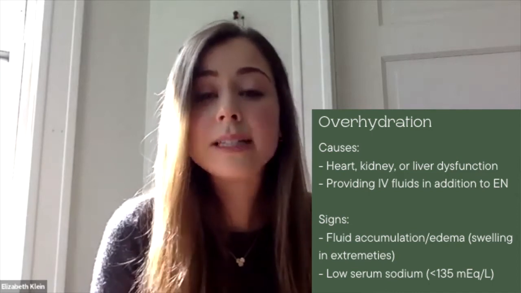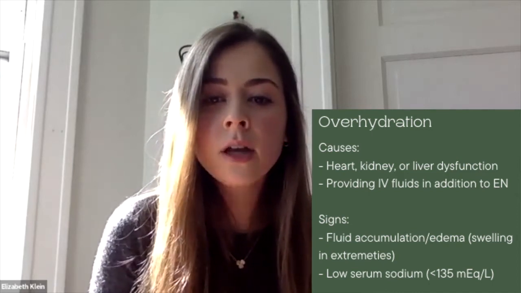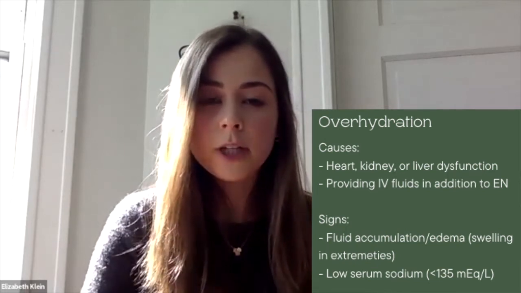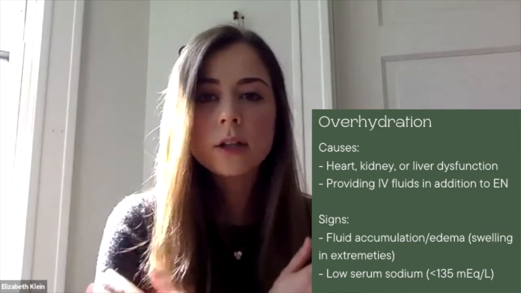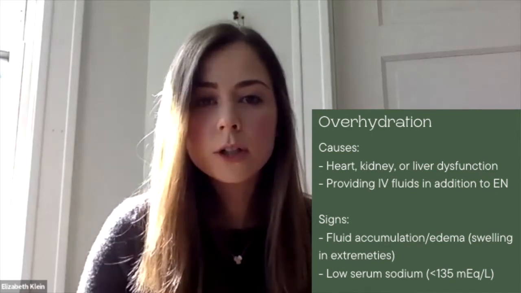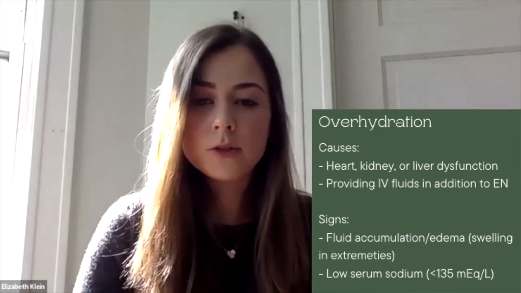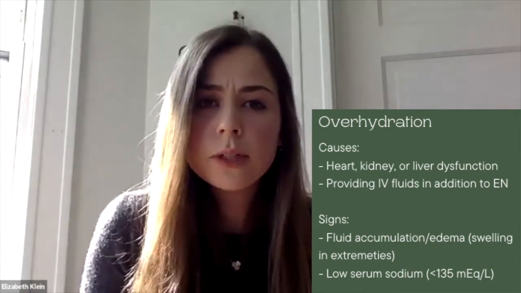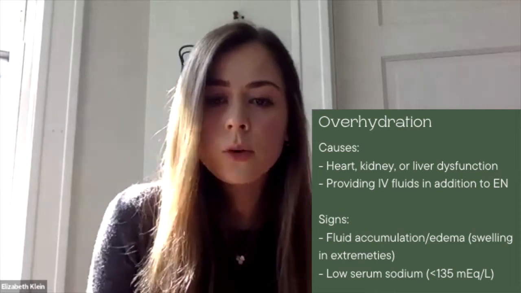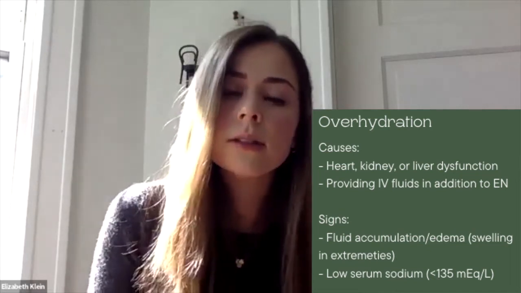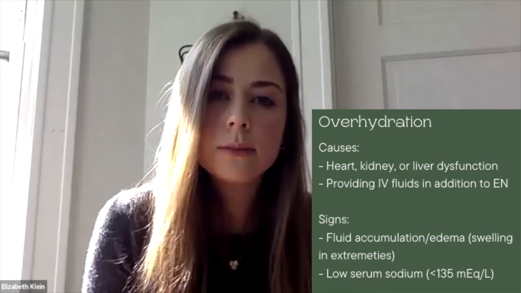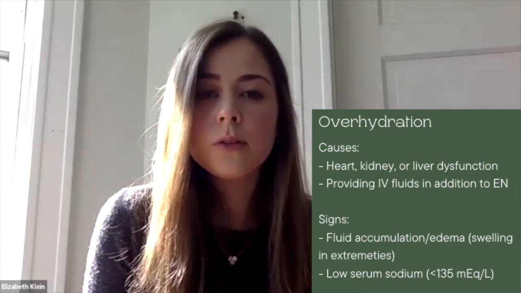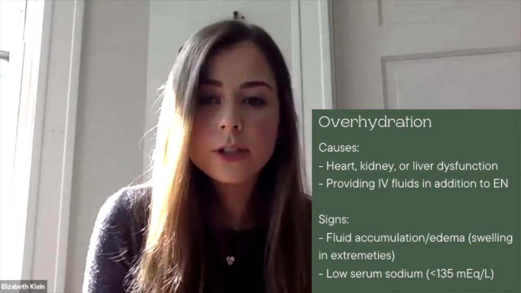And so how can we tell that a patient's overhydrated? Sometimes you'll see the fluid accumulation on the patient itself. So you'll see swelling in their upper extremities, their lower extremities. They might have swelling in their ankles or their feet. You can also, again, look at their serum sodium. So if it's on the low side or less than 135 milliequivalents per liter, then that can be an indicator of fluid overload or overhydration.